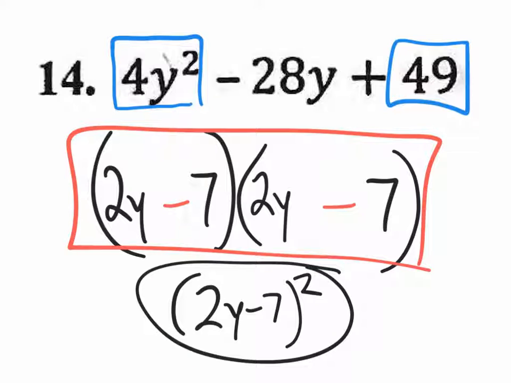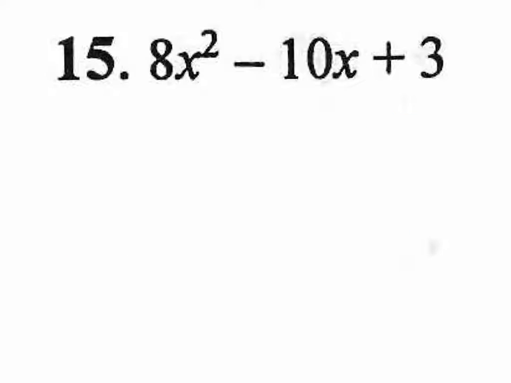Number 15. Multi-step problem, guys. You have a number out here. It would be nice if you had a perfect square term and a perfect square term, that way you could square root them, but they're not perfect square terms. So let's take a look at the A value of 8 and the C value of 3 and do step 1 in that long process of A times C, which is 8 times 3, which is 24.